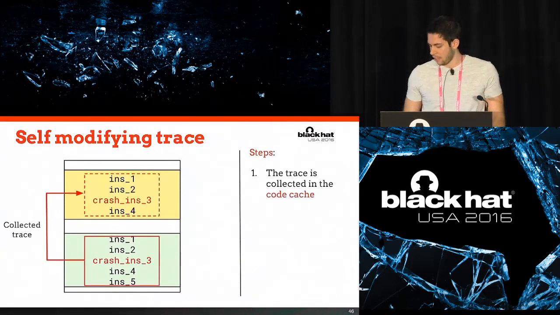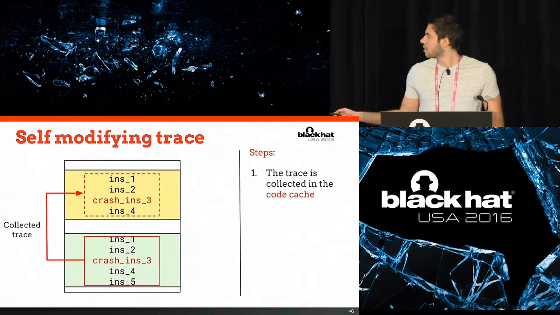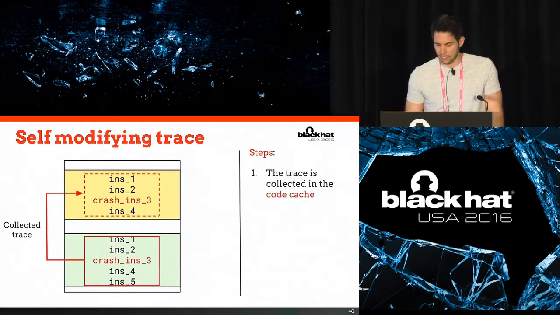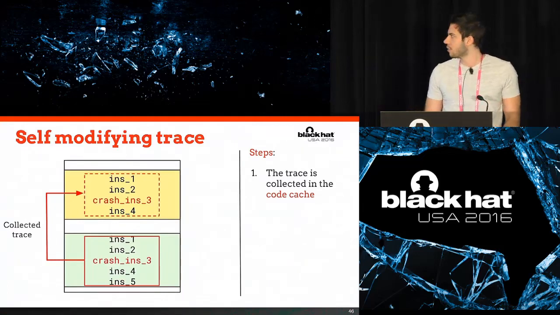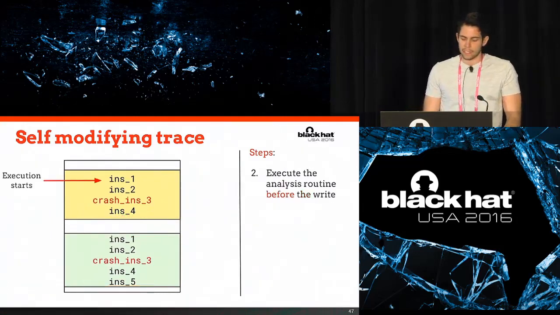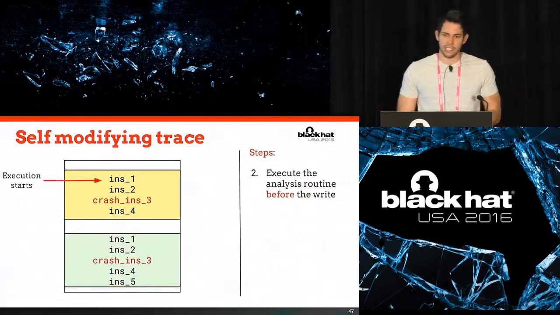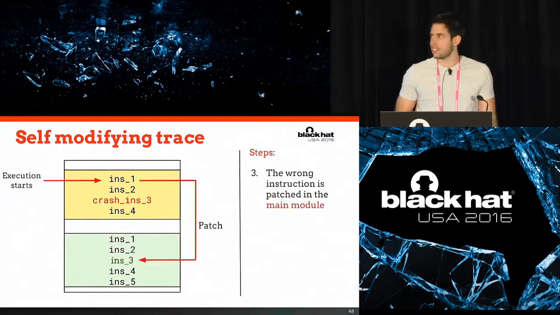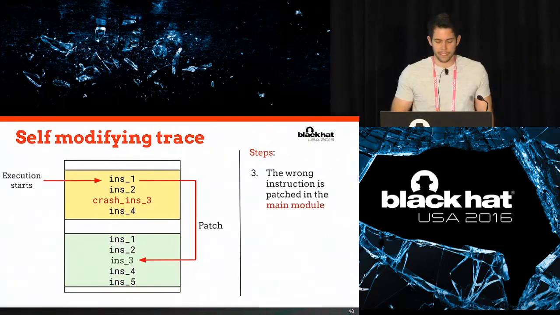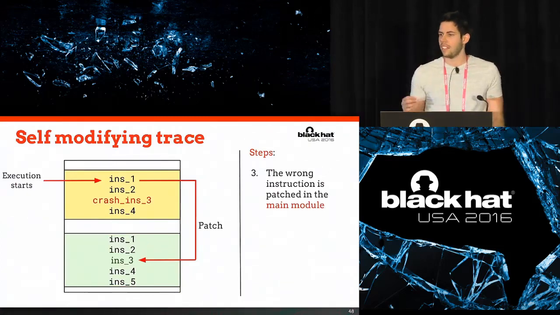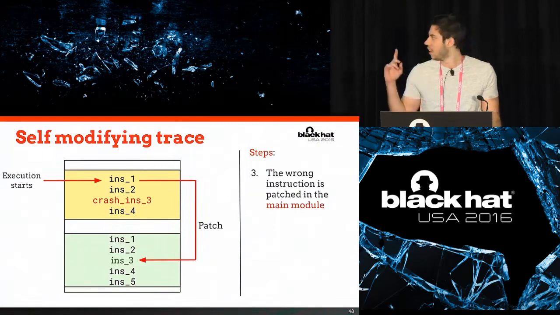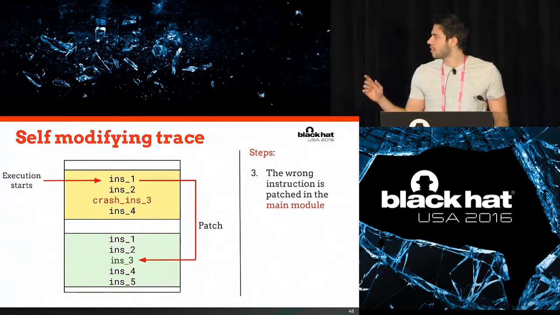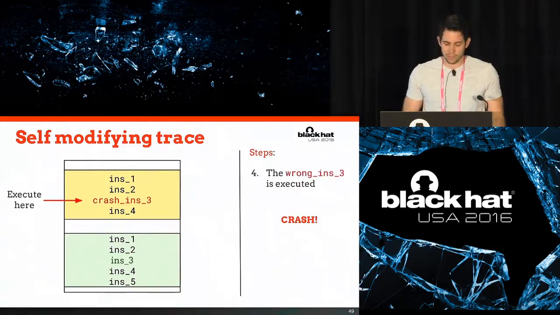As we can see, there is an instruction that, if executed, can cause the crash of the entire program. So when the execution starts in the code cache, the first instruction overwrites the problematic one. But here we have to pay attention, because the overwritten instruction is only the one inside the main module and not the one inside the code cache. So, continuing the execution, the program will eventually crash, as said before.